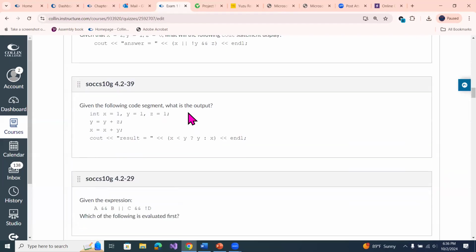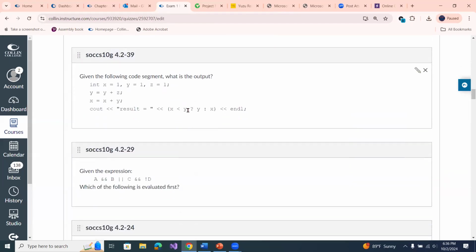Okay, let's look at this next one. Given the following code segment, what is the output? So again, you're going to fill this in. So here we have X is 1, Y is 1. Okay, so we're going to do this one also here.